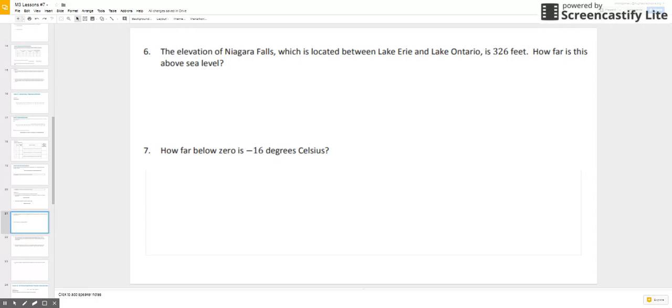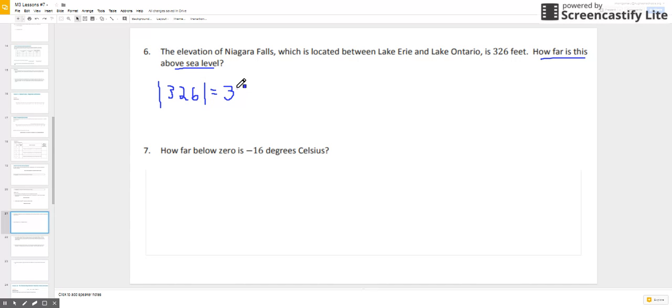The elevation of Niagara Falls, which is located between Lake Erie and Lake Ontario, is 326 feet. How far is that above sea level? So here we go again. Because it is above sea level, that is a positive number. So the absolute value of 326 is still 326.